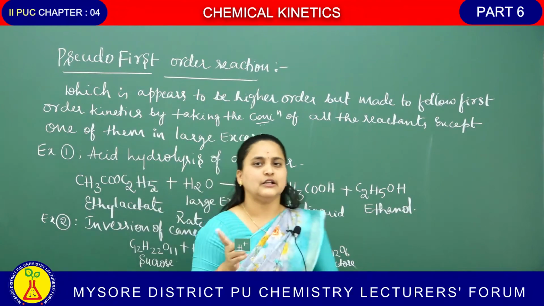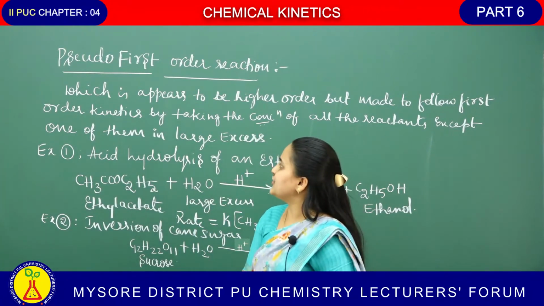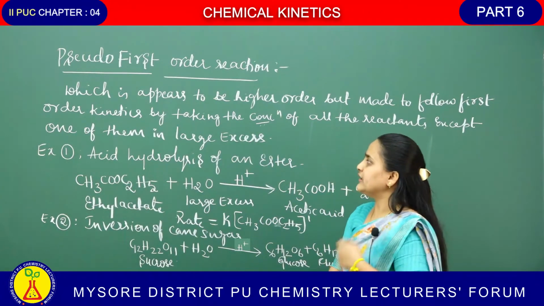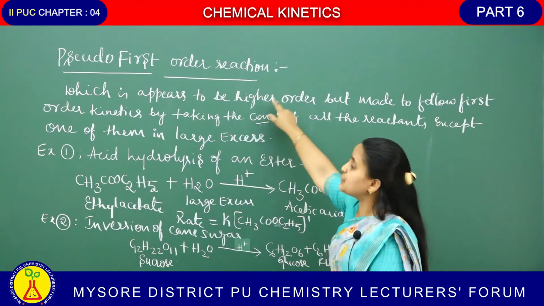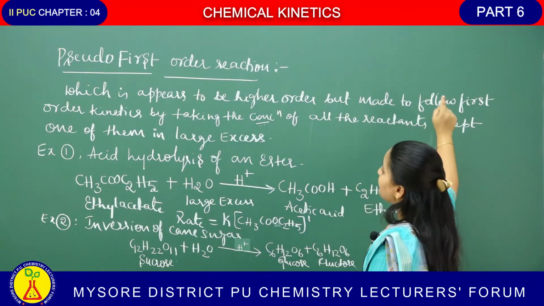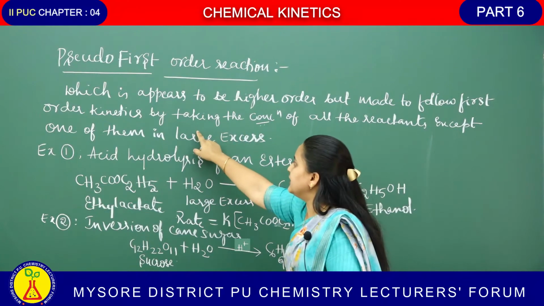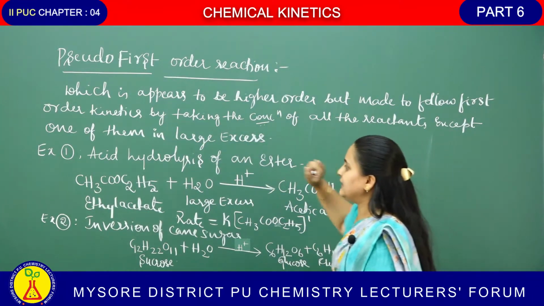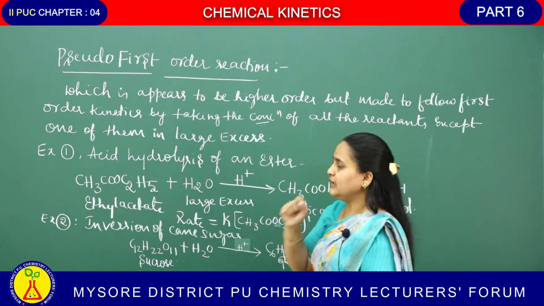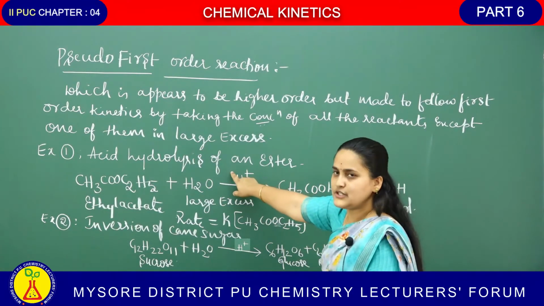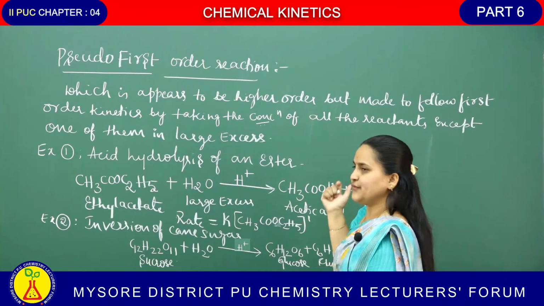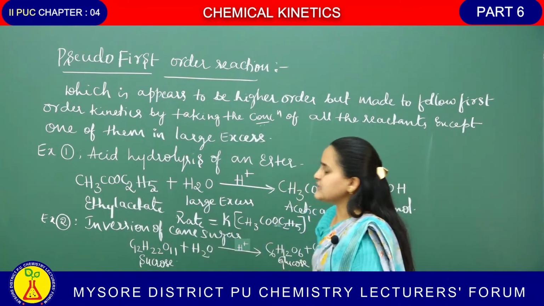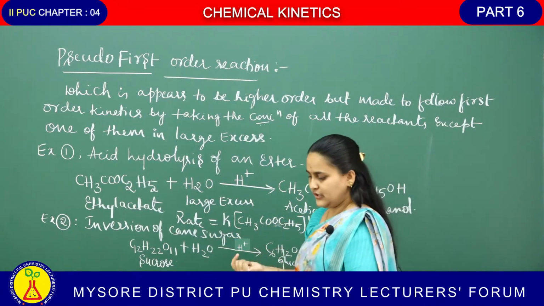Now it is clear what you mean by pseudo first order reaction. Pseudo first order reactions appear to be higher order but are made to follow first order kinetics by taking the concentration of all the reactants except one of them in a large excess. Example 1 is what? Acid hydrolysis of an ester. Example 2 is inversion of cane sugar.